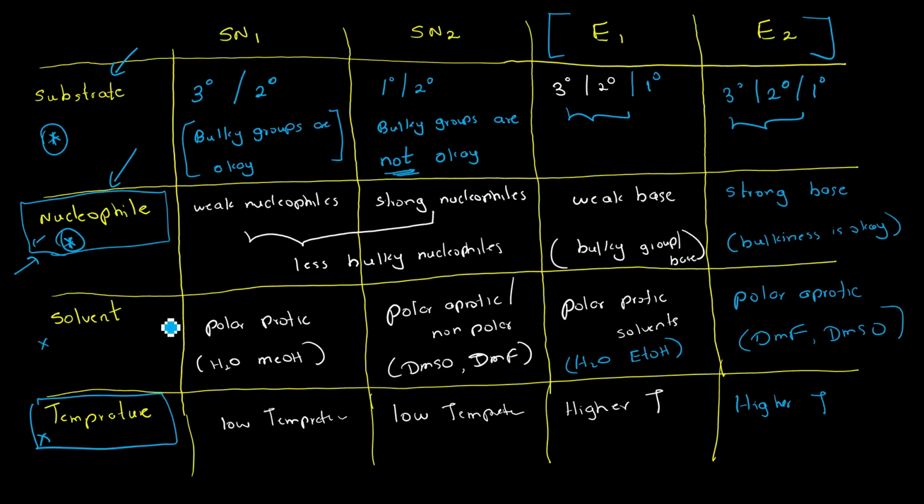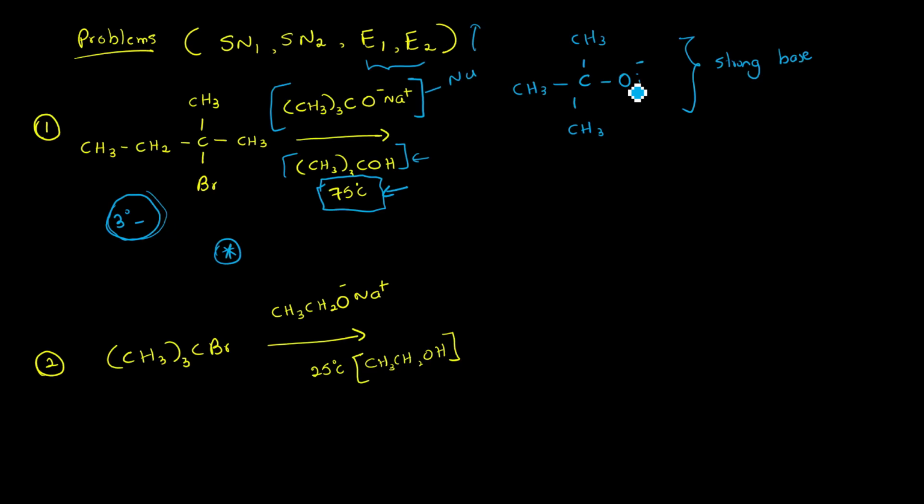You can look at the solvent, and polar protic solvents are favored by the E1 mechanism. So this should be an E1 mechanism, which means first this Br group will be removed, and then this will come and attack our original molecule. So I hope you are okay up to now.